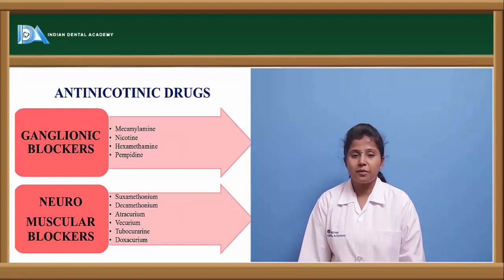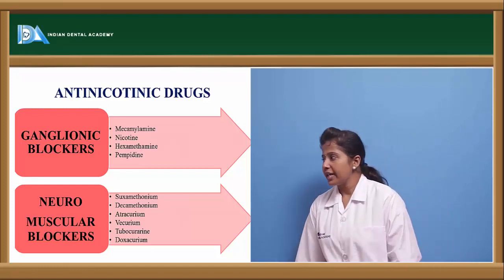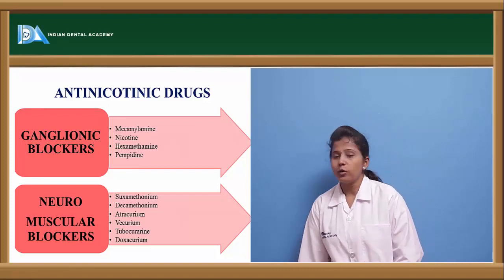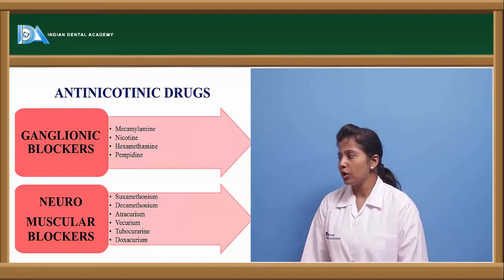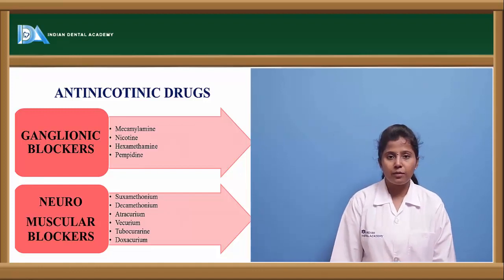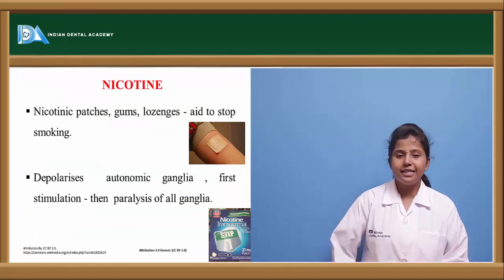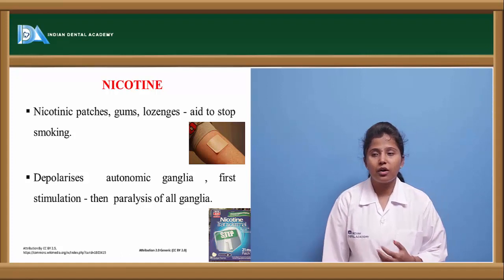The drugs which come under ganglionic blockers are mecamylamine, nicotine, hexamethonium and pempidine. Neuromuscular blockers include suxamethonium, decamethonium, atracurium, vecuronium, tubocurarine, pancuronium and doxacurium. So let us see the individual drugs. The ganglionic blockers first, nicotine.